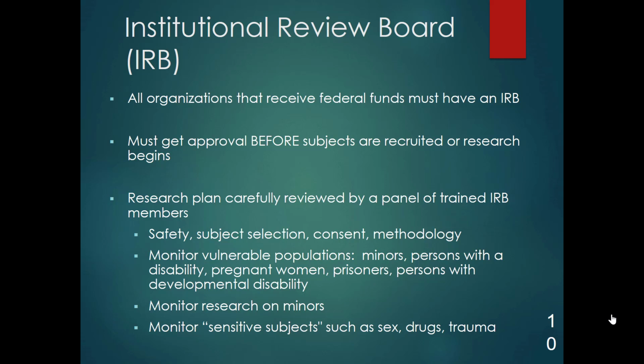So whenever it has to do with minors, so anyone under the age of 18, people with a disability, pregnant women, prisoners, or people with a developmental disability, those are the populations that you will have a harder time getting IRB approval for in this class, for sure. Later on in the field, you can definitely do research on them, but it's a lot harder and a lot more is going to be required to do research with them.